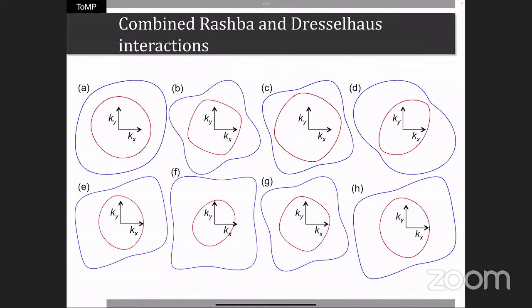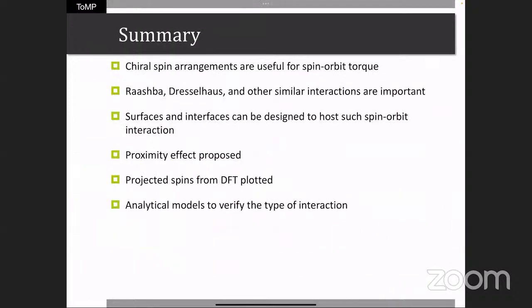I have here shown some different combinations of linear and cubic Rashba and Dresselhaus terms. These are some constant energy contours that we can get. Also, many other possibilities are there. And this brings me to the summary of this work.